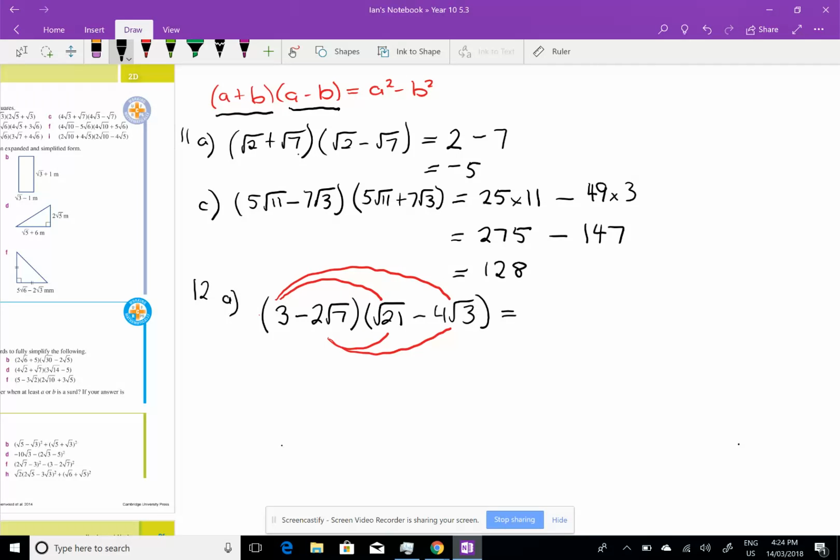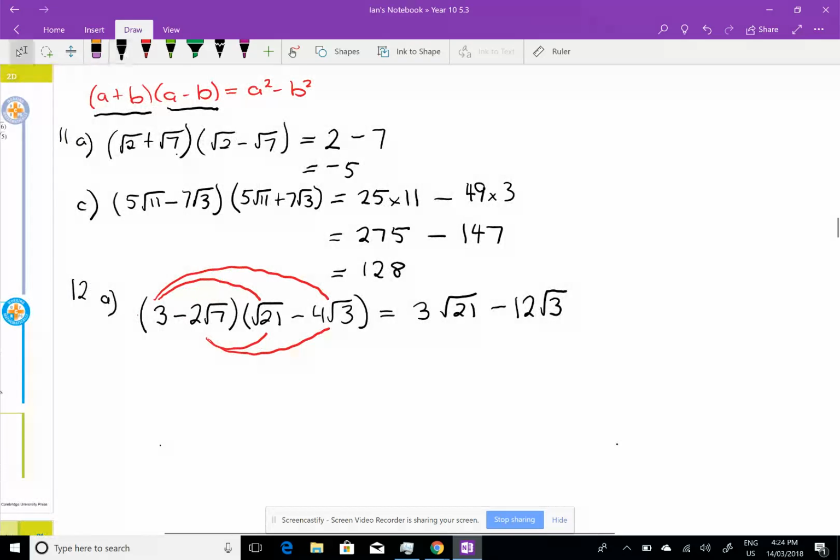Well, 3 times root 21 is 3 root 21. 3 times minus 4 root 3, well, that's going to be minus 12 root 3. And this is what I mean when I'm going to write it out. So I've got minus 2 root 7 times root 21. And I've got minus minus, so I get plus 2 root 7 times 4 root 3. Well, 3 root 21, that's all right. I can't do anything with that. 12 root 3, I can't do anything with that.